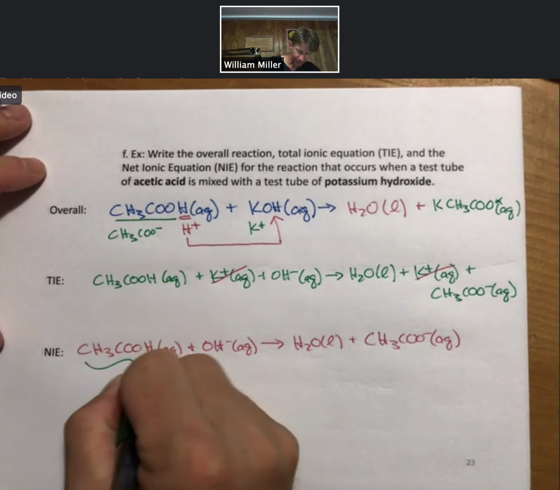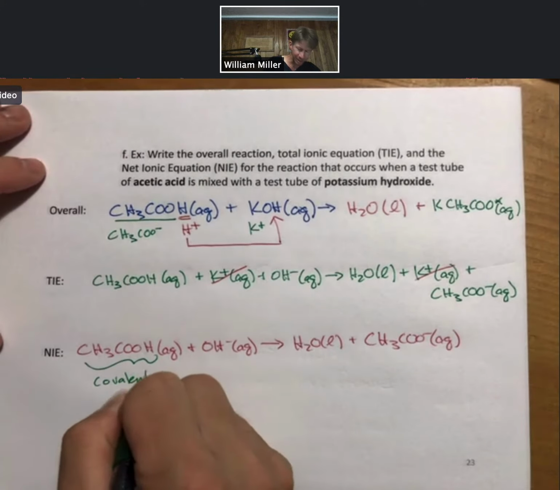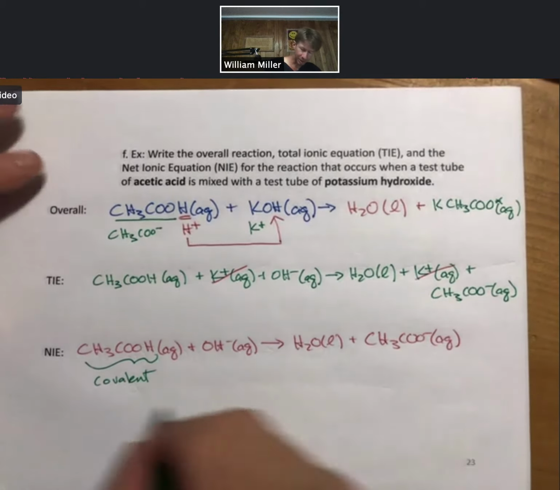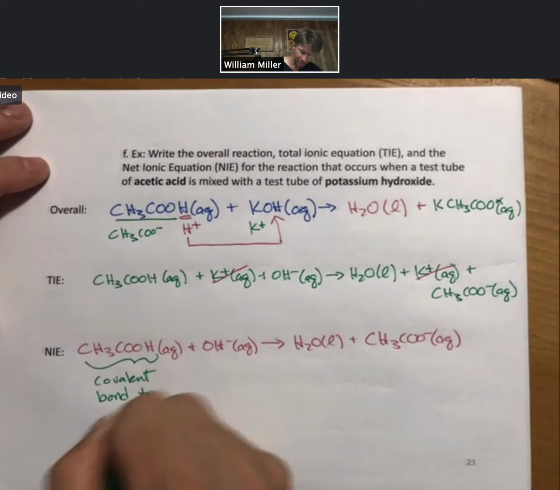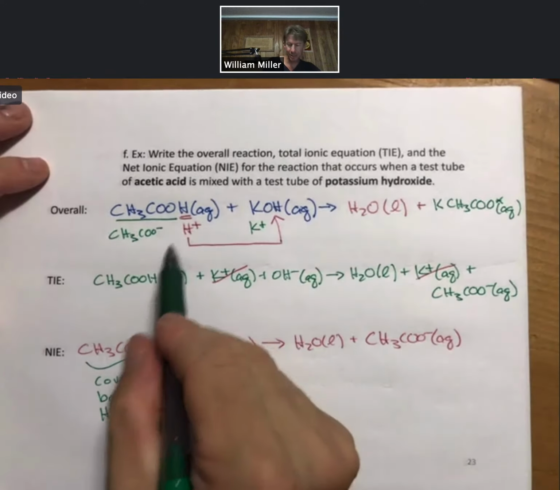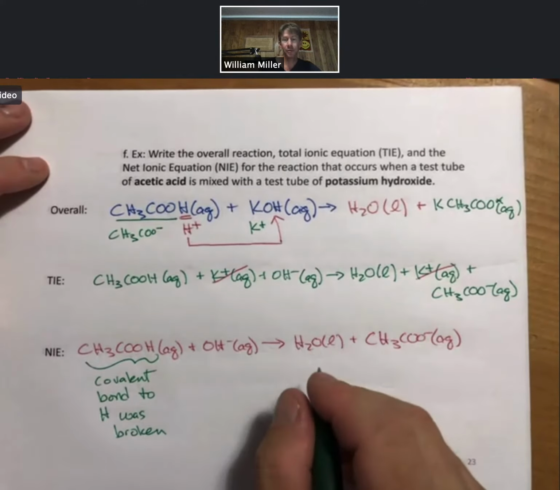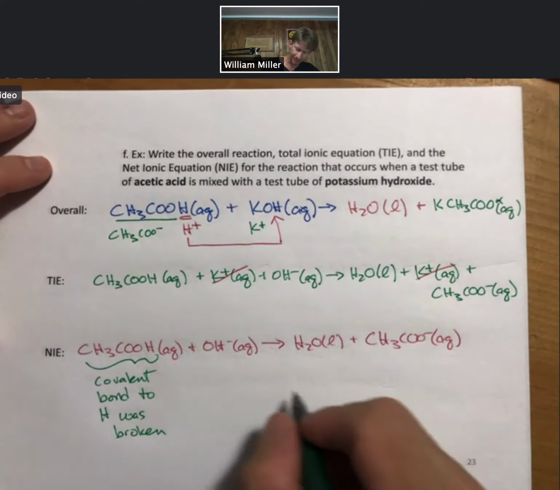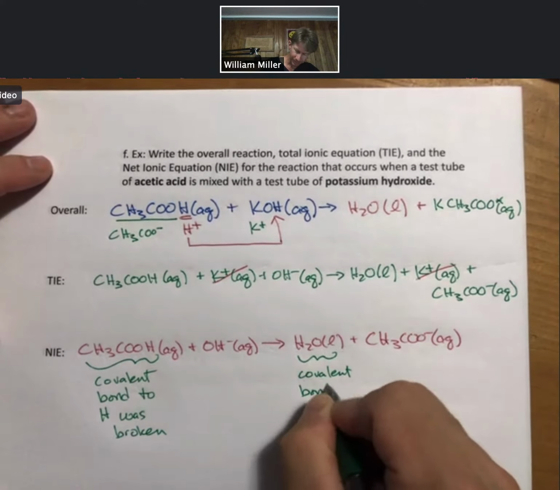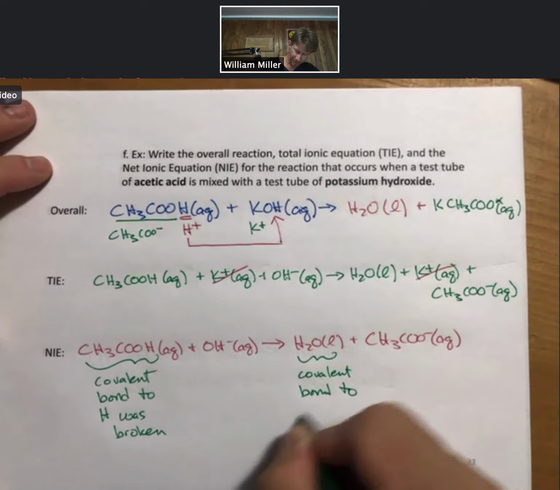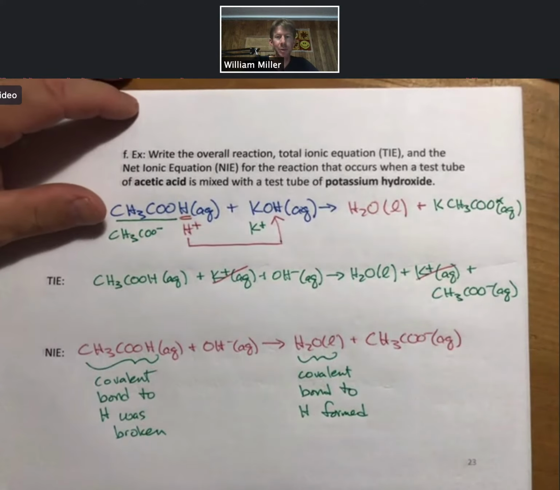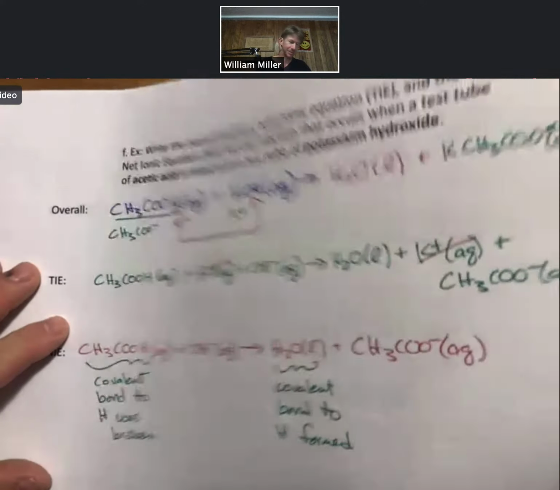We haven't done Lewis structures or anything yet, so we won't actually draw Lewis structures. But I'm telling you, the covalent bond to H was broken. That H plus then formed a bond with hydroxide. So here, a covalent bond to H formed. And so both bonds were made and broken in this example.